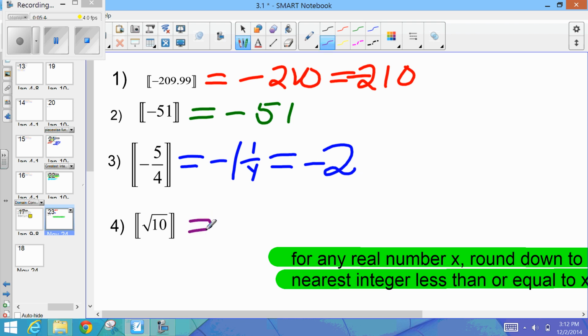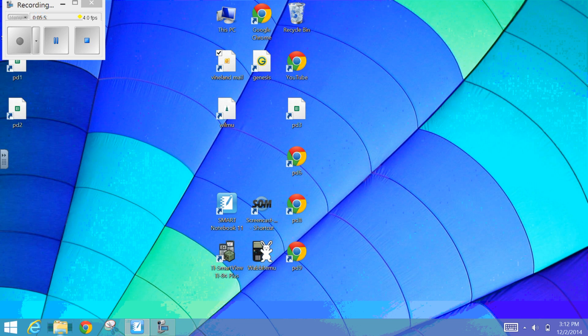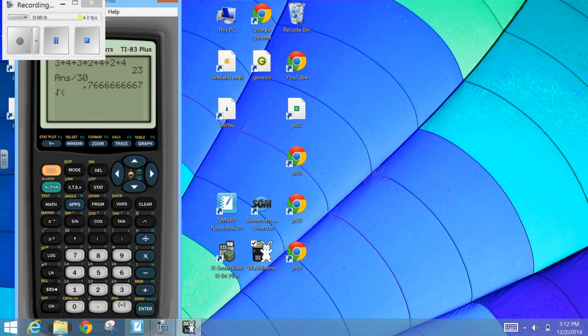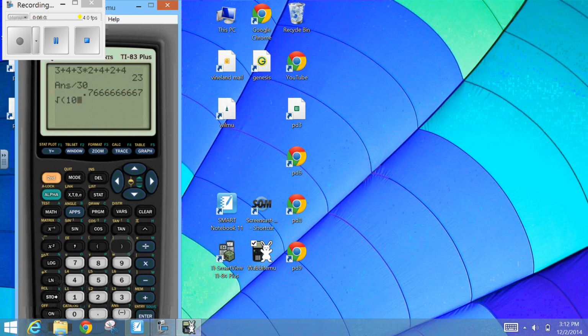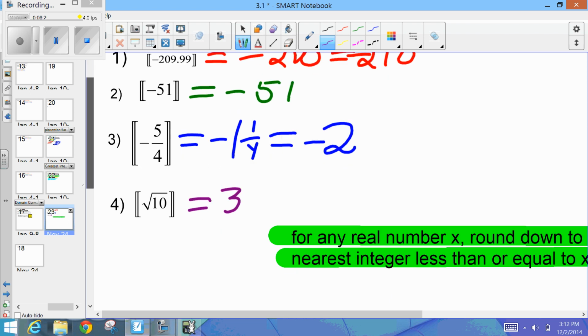Okay, square root of 10. All right, let's bring up the calculator. Square root of 10. So that's somewhere between 3 and 4. Which number is the smaller? It's somewhere between 3 and 4, so the smaller one would be 3. All right, I think that's it.